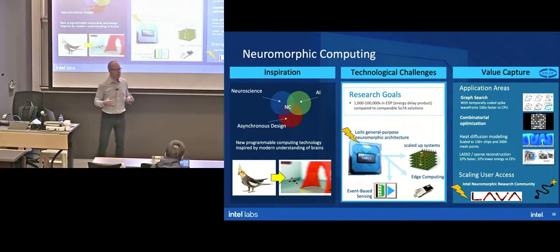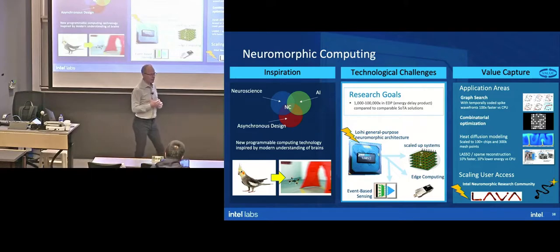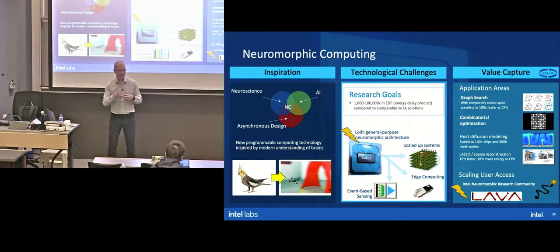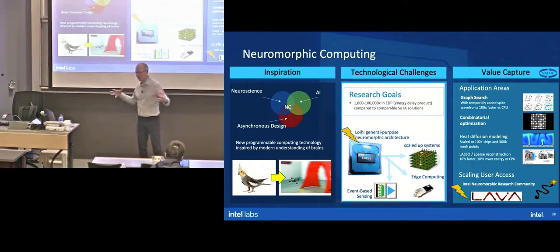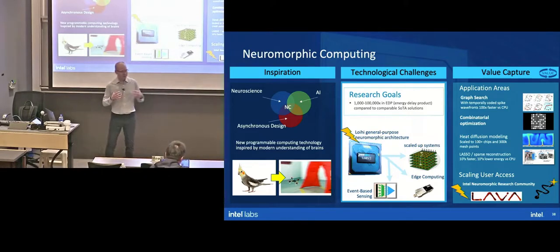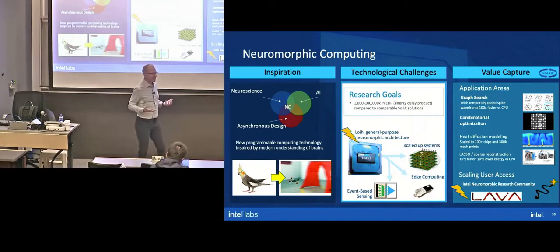But we're really building this. So we have a chip that we call Loihi. We have actually a couple generations of it that we have built and put together in different configurations. In some cases, it's just embodied in a USB stick. In other cases, we're building clusters of Loihis. And we're trying to figure out what the value capture is for this.